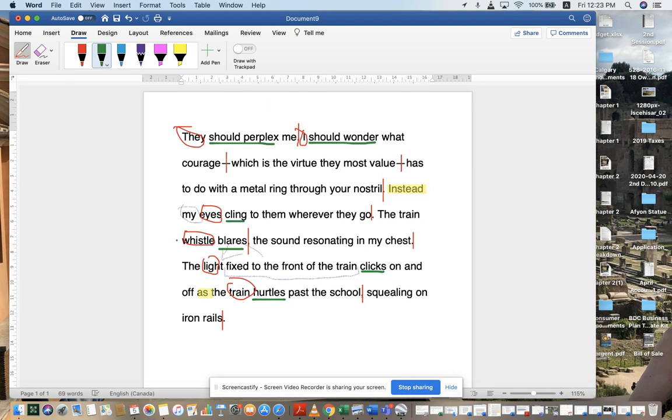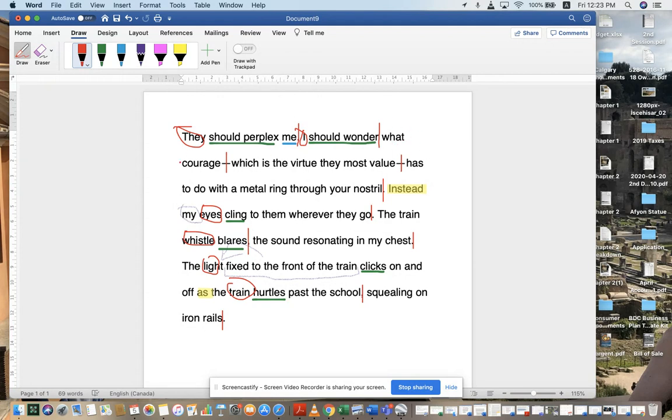So this is essentially what we've gotten so far in our preliminary look. And yes, this, especially here where it says "the light," makes it a bit difficult, and we'll get to that in just a sec. So "they should perplex," and the easy part here is the direct object is "me." "I should wonder." What should I wonder? Okay, so the verbs of wonder begin a completely new clause. Remember those indirect statements or indirect questions? This begins an indirect question.